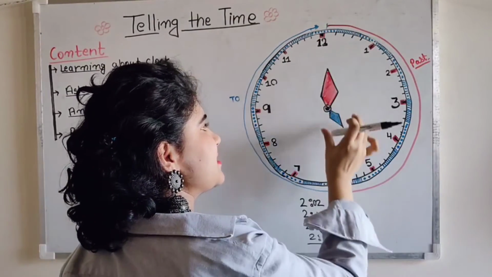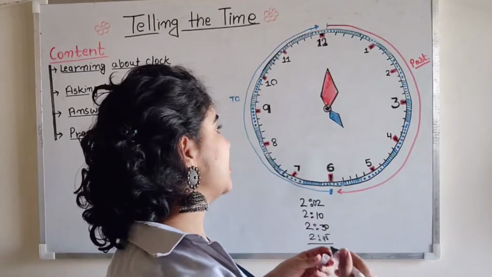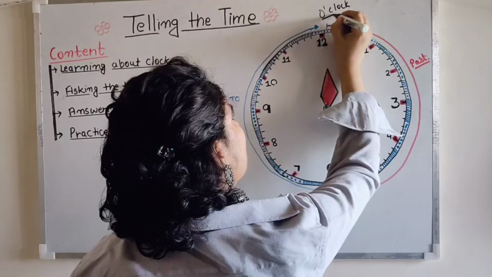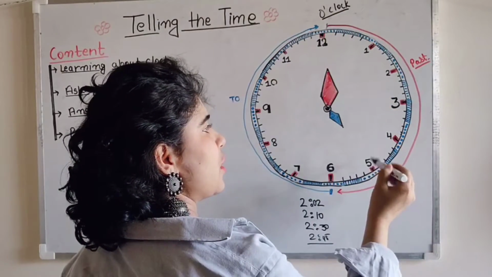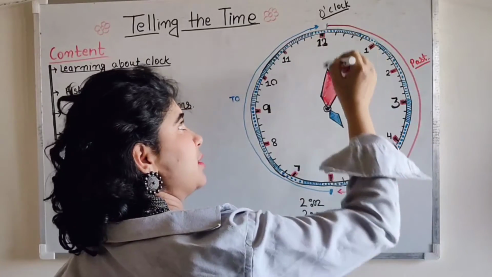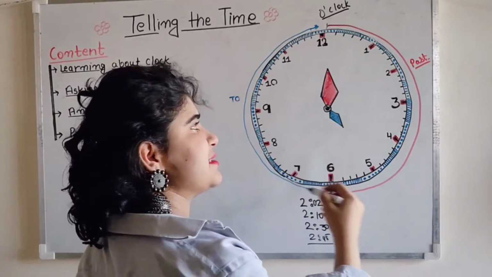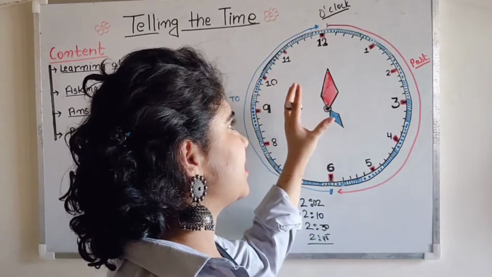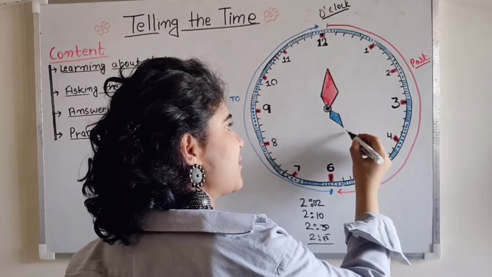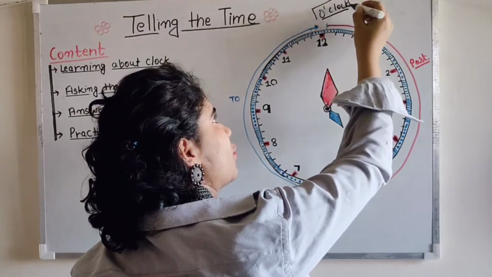Whenever we see the hands of the clock in this way, we will always call it o'clock. For example, 5 o'clock, 4 o'clock, 3 o'clock, 2 o'clock, 1 o'clock, 12 o'clock or noon, 11 o'clock, 10 o'clock, 9 o'clock, 8 o'clock and so on. So whenever we have a clear picture of the hour hand on a specific number like this, if the minute hand is pointing at 12, then it will always be considered o'clock.